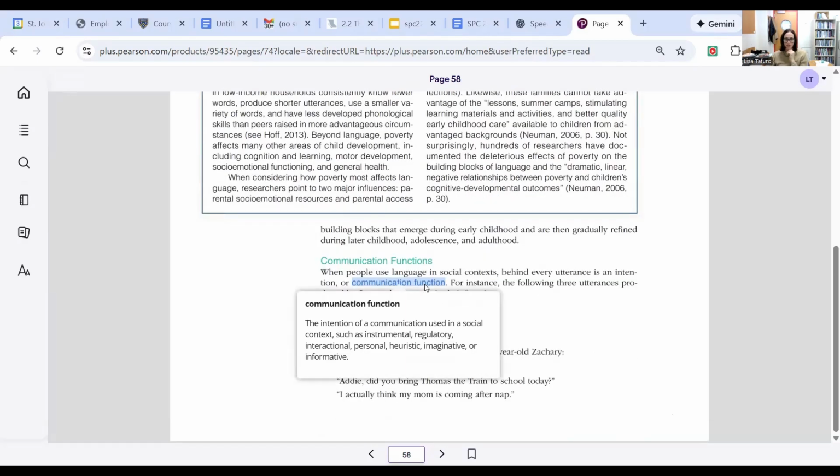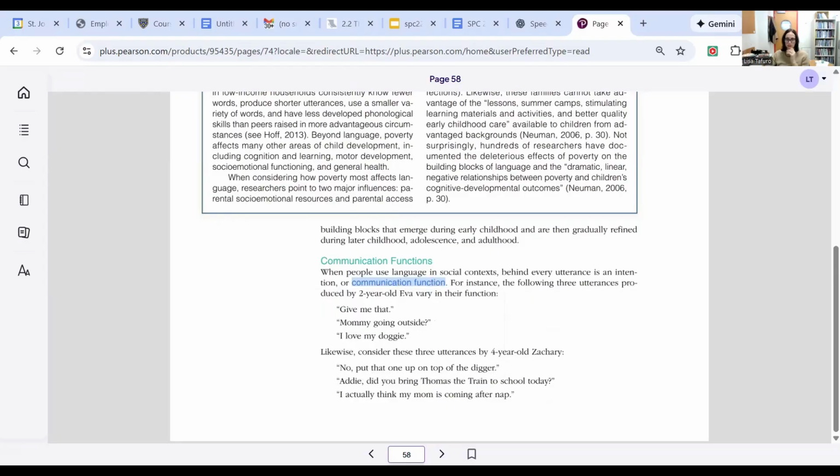So let's take a peek in terms of communicative function, right? By definition, it's the intention or the purpose of language. Sometimes we use language to regulate. Sometimes we use language as an interactional tool. Sometimes we use language to express imagination. Sometimes we use language just to give information. These are what we call different communicative functions.